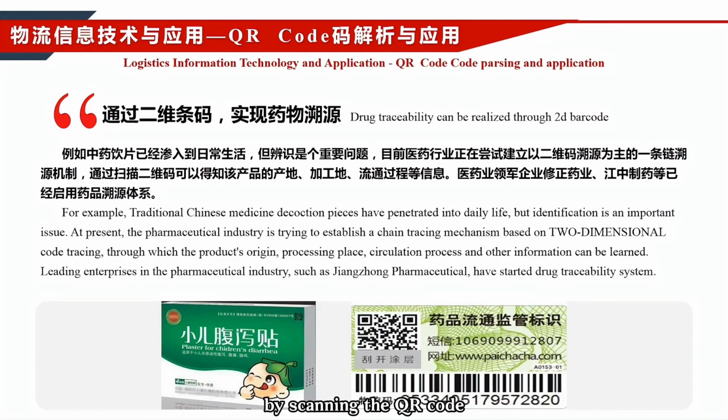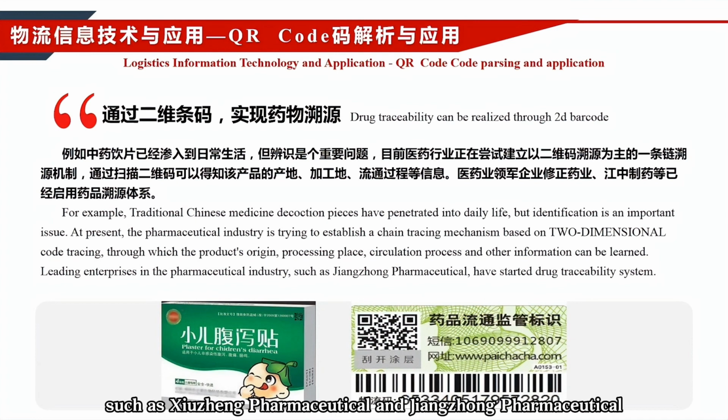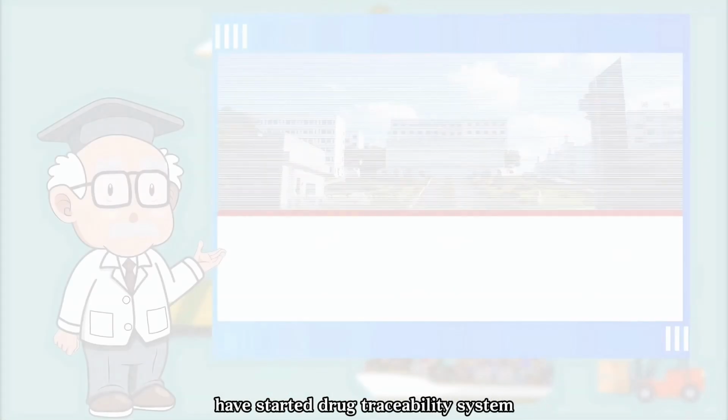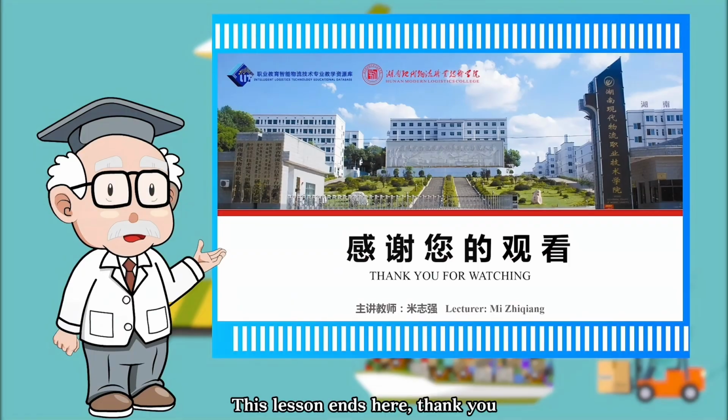By scanning the QR code, leading enterprises in the pharmaceutical industry, such as Zhejiang Pharmaceutical and Zhongzhong Pharmaceutical, have started a drug traceability system. This lesson ends here.